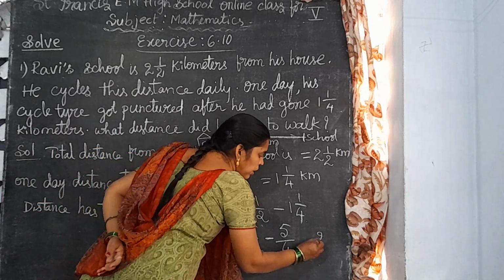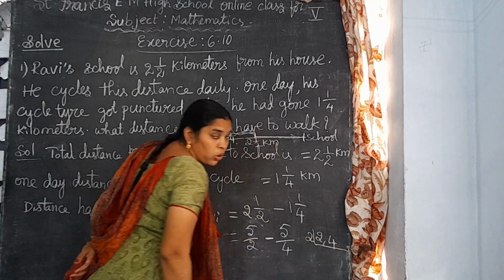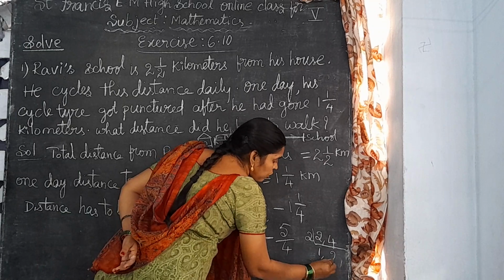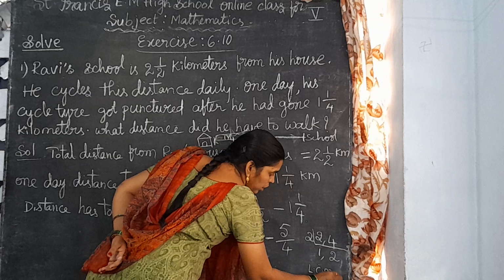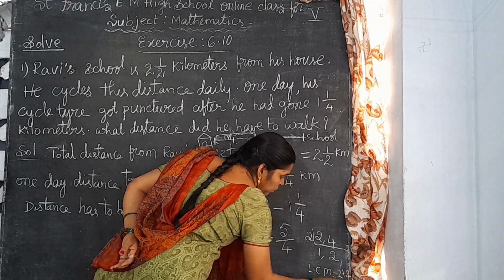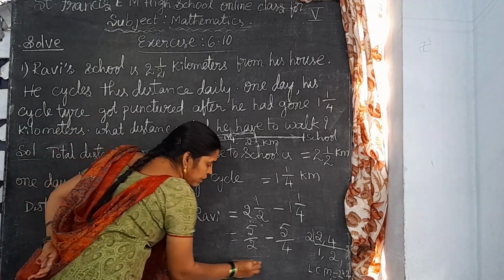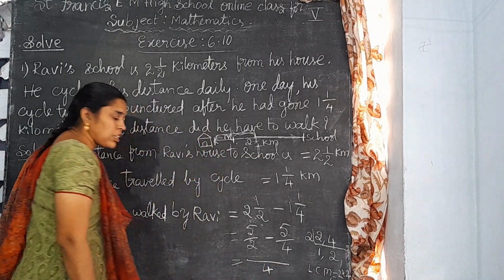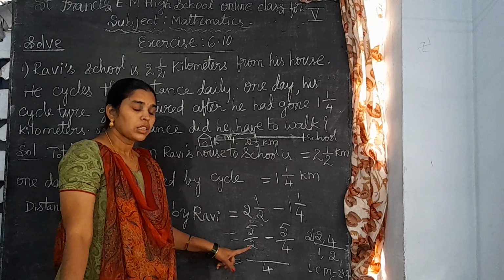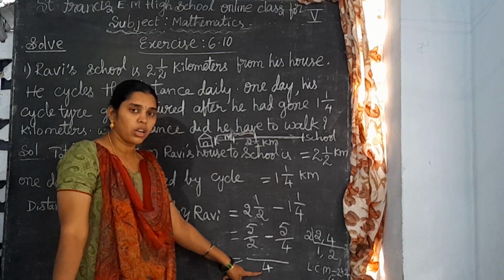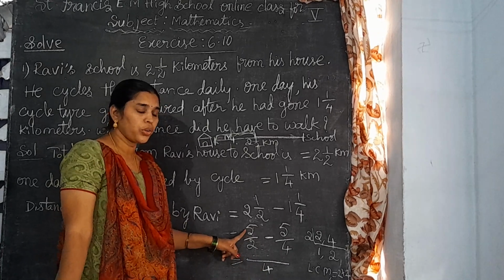what are the denominators? 2, 4. So with the table we will go. 2 ones are 2, 2 twos are 4. Now LCM is equal to 2 into 2. 2 twos are 4. Right? That 4 you should write here. Now take the first fraction. 5 by 2. What is the denominator here? 2. How many times does this 2 go in 4? 2 times. Right? The 2 into numerator.